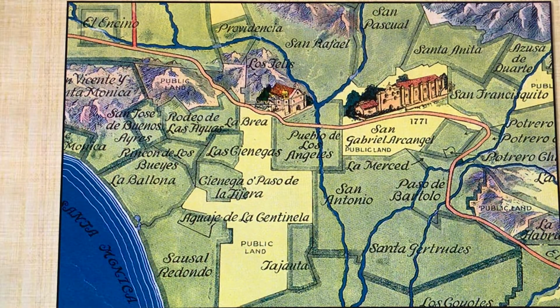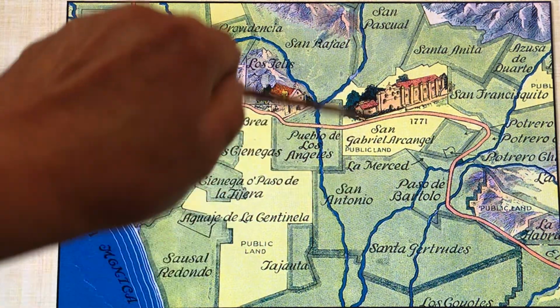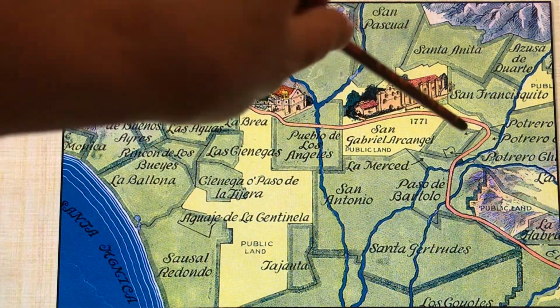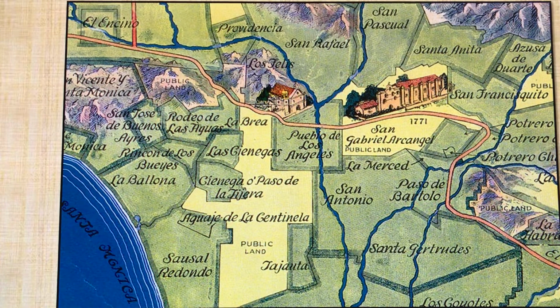This is a similar map that you can get from Los Angeles, and you can see some of the names here. For example, right down there, Sasal Redondo. That's where Redondo Beach is. Up here, you have San Pascual. You have Azusa. You have a bunch of these. All of these ranchos were basically cattle ranches.